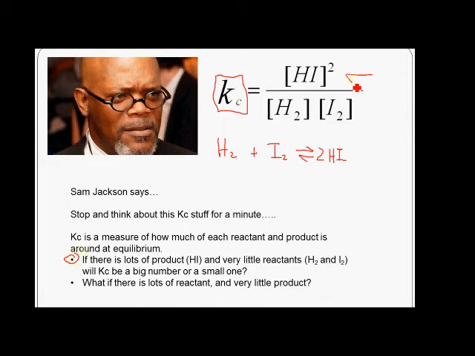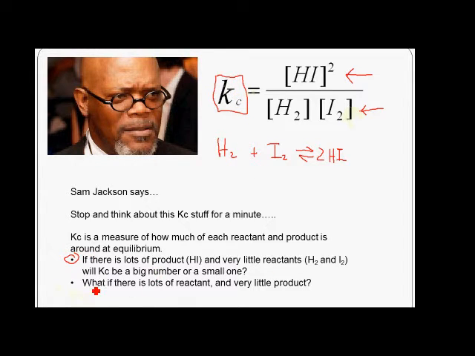What that means is this top number is going to be large if there's a lot of it around at equilibrium, and these bottom numbers are going to be small. So in that case, this Kc number is going to tend to be large. If you take a big number and you divide it by small numbers, Kc ends up being a large number.